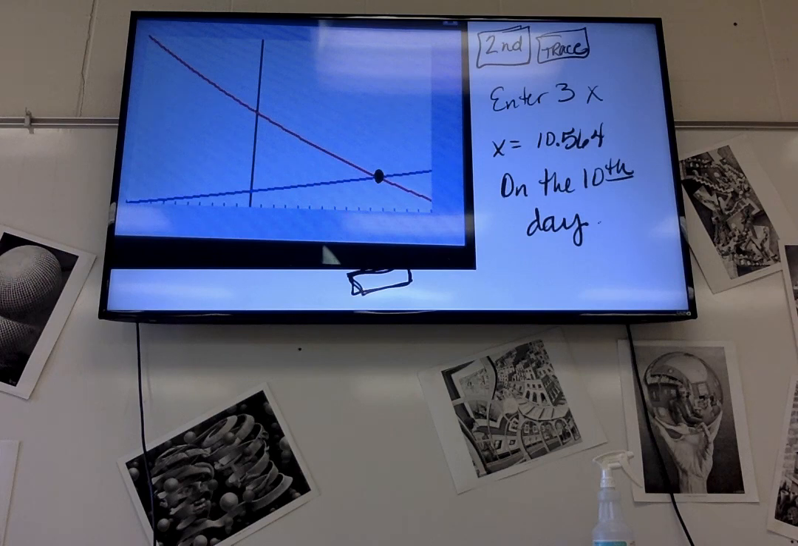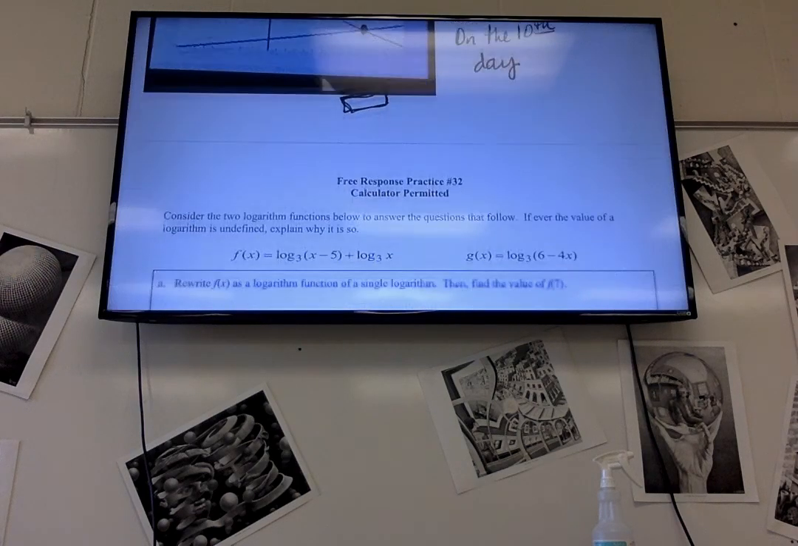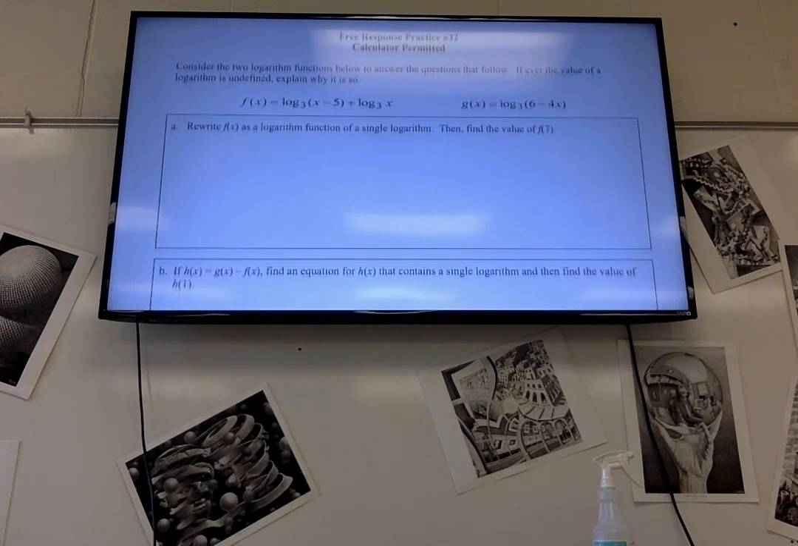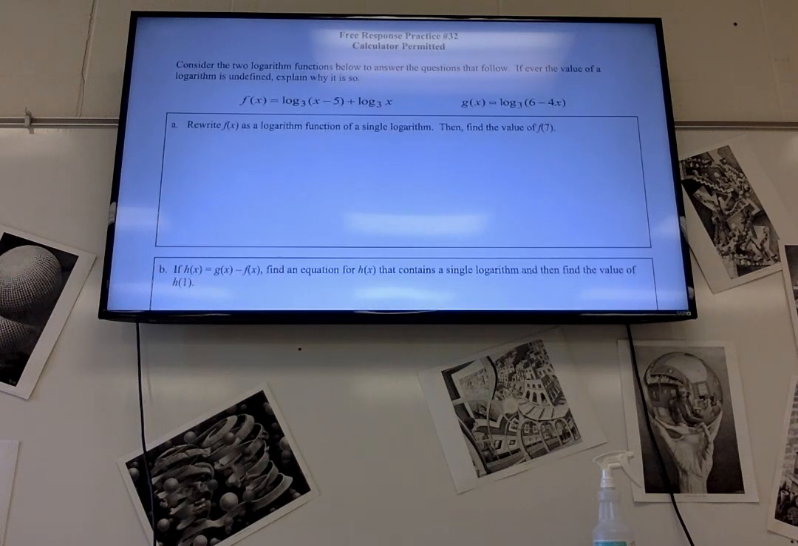Okay, let's look at the next one. Free response practice number 32. This one is another calculator problem. We'll get started on it, probably won't finish it, that's okay. Consider the 2 log functions below to answer the questions that follow. If ever the value of a log is undefined, explain why it's so. And it's going to be because you can't take the log with the negative.